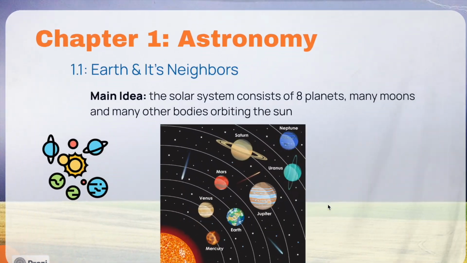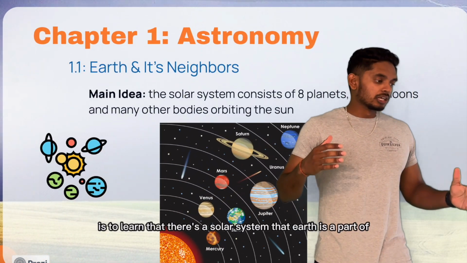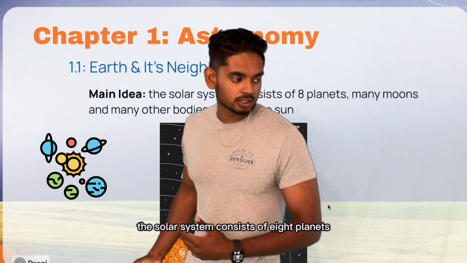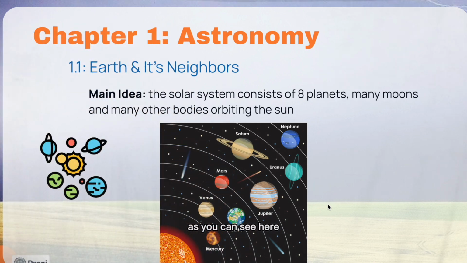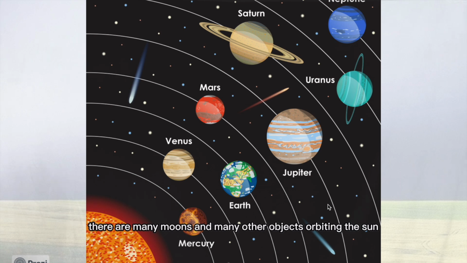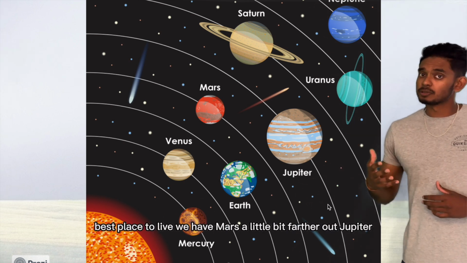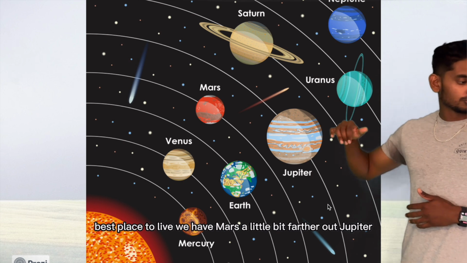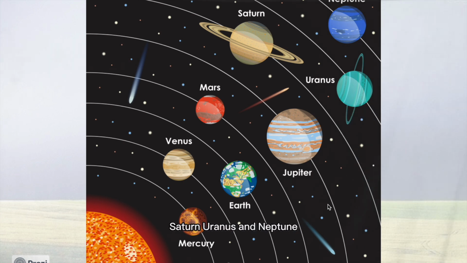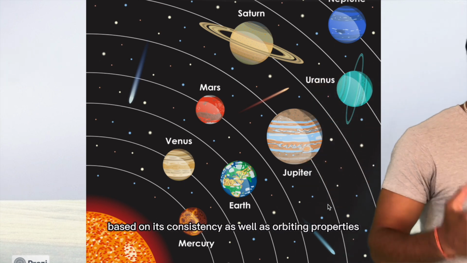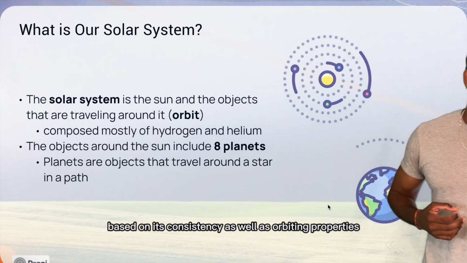Chapter 1, astronomy. The main idea with this chapter is to learn that there's a solar system that Earth is a part of. The solar system consists of 8 planets, as you can see here. There are many moons and many other objects orbiting the sun. Here we have the planets. As you can see, Mercury and Venus are closer to the sun. We have Earth in the Goldilocks zone, best place to live. We have Mars a little bit farther out, Jupiter, Saturn, Uranus, and Neptune. Now, when I was growing up, they had Pluto up there as well, but Pluto is no longer considered a planet based on its consistency as well as orbiting properties.